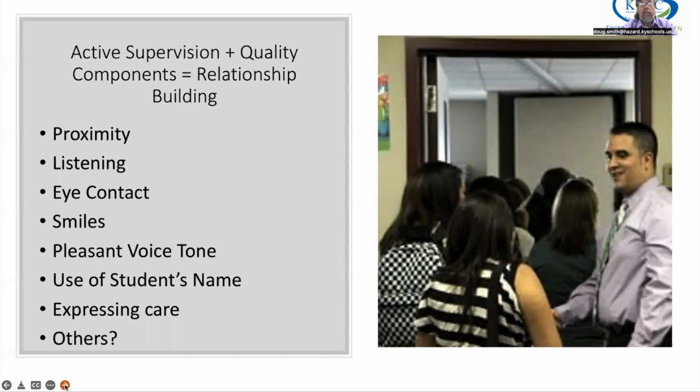So what are some other examples of ways to use active supervision? What are some things you can do in your classroom as far as active supervision?